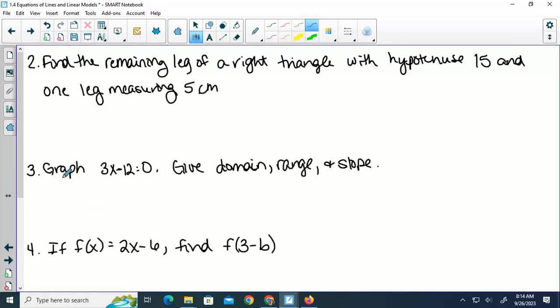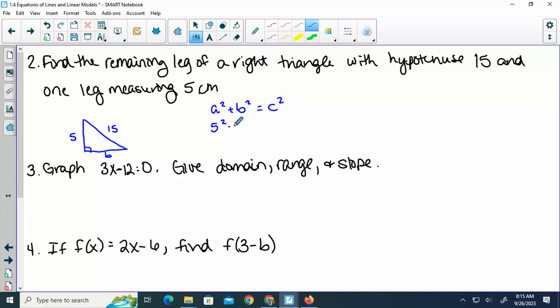All right. Find the remaining leg of a right triangle with a hypotenuse of 15 and one leg measuring 5 centimeters. So I have a right triangle. Hypotenuse is 15. One of these is 5. We need the other one. What do we do in a right triangle? What formula are we going to use? Oh, a squared plus b squared equals c squared. Pythagorean theorem. Remember, a and b, it doesn't matter which is which, but c is the hypotenuse.